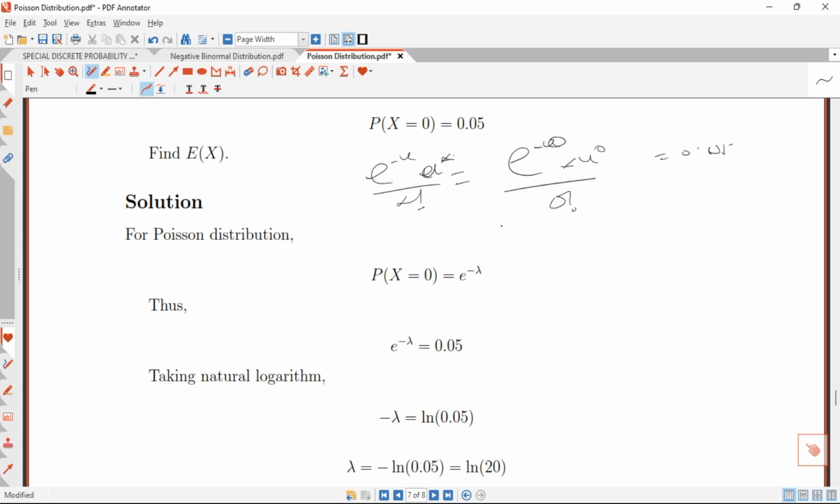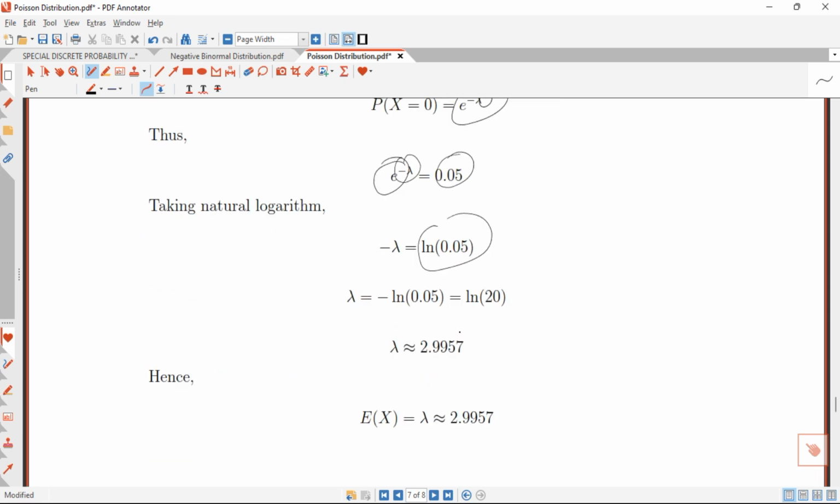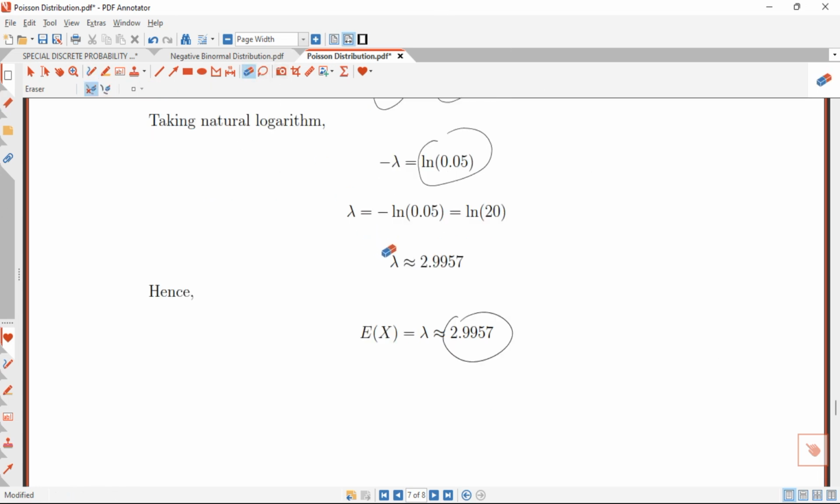So you see I use mu here, but the solution uses lambda. Please don't get yourself confused. You can use them interchangeably. Let's focus on what I have here. The only thing we can use to get our lambda is to multiply through by ln. Once you multiply through by ln of the exponential function, it will give us the exponent. This is negative lambda, which is equal to ln of 0.05, and then we are getting that our answer for the mean is 2.9957. That is what we are having here.